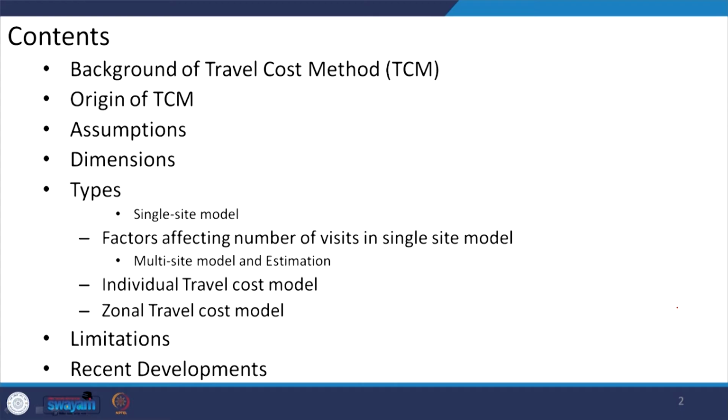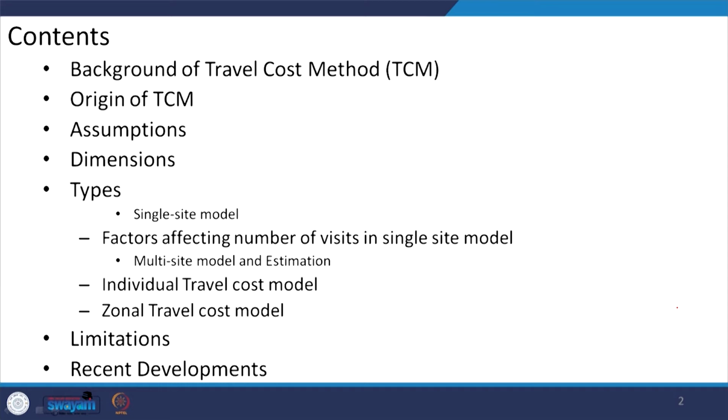Today we will be discussing the last method under this revealed preference method, that is the travel cost method. As you understand, it is one of the methods under the revealed preference methods. We will be discussing in detail the background of the travel cost method, its origins, the assumptions that we need to take into account, and also the dimensions and different types of travel costs and models.